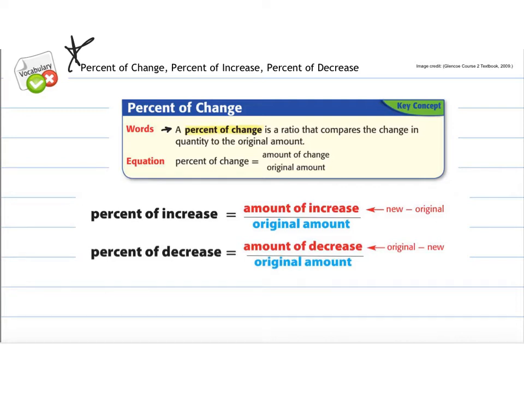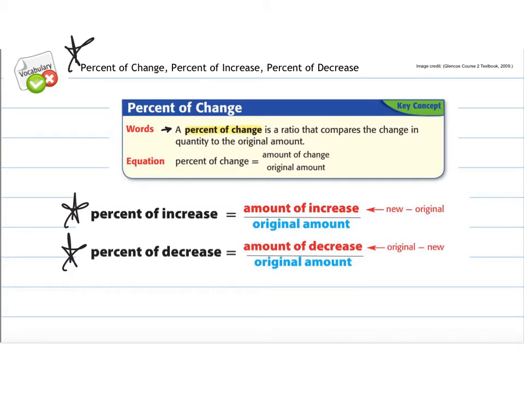So a couple formulas here for you to write down. Percent of increase: find the amount of increase by taking the new amount minus the original and divide it by whatever the original amount was. Percent of decrease: you figure out how much the amount has decreased and then divide by the original amount. And it's going to give you a decimal and you turn that decimal into a percent. So it'll make more sense.